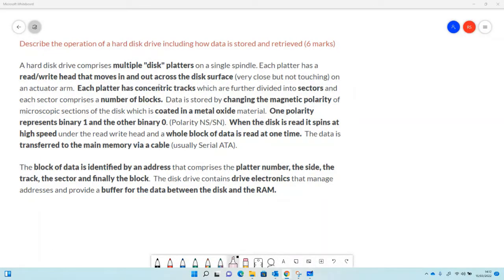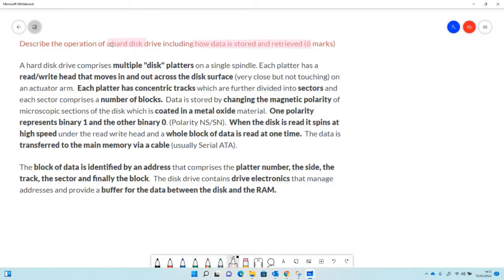So this is a Paper 2 star question, which is about the operation of a hard disk. Describe the operation of a hard disk, including how data is stored and retrieved, 6 marks. It's quite a commonish sort of question, I guess, from GCSE, asking you to describe a piece of hardware and how it operates as a piece of secondary storage. So what I've tried to do here is write a model answer.